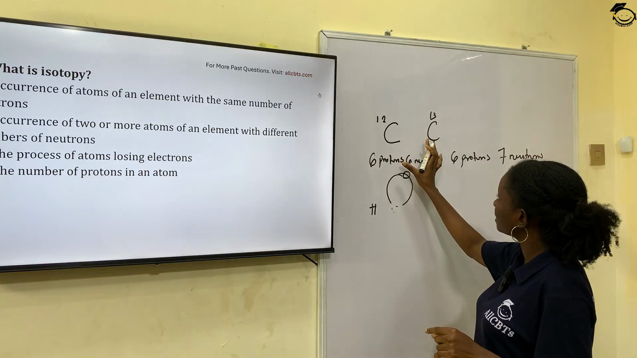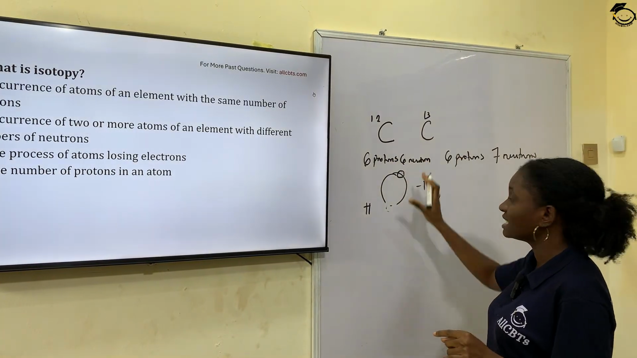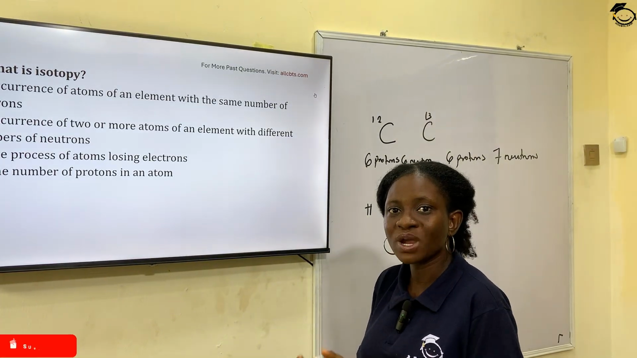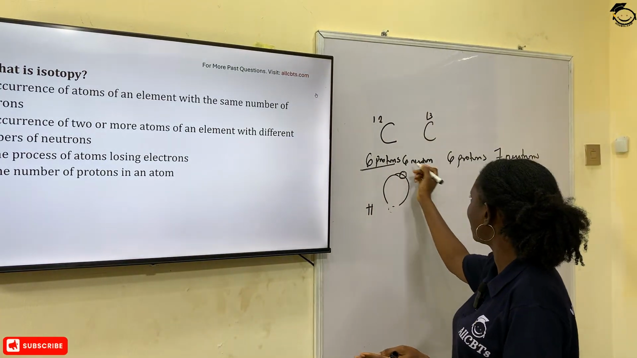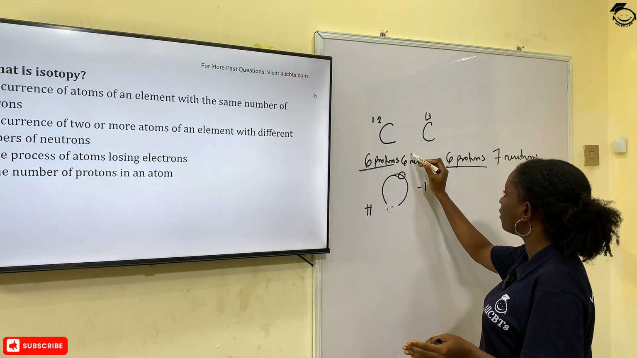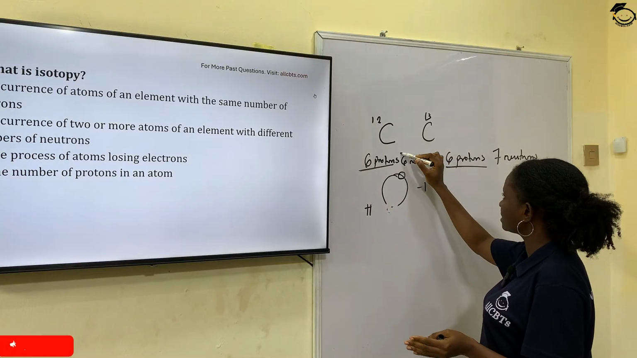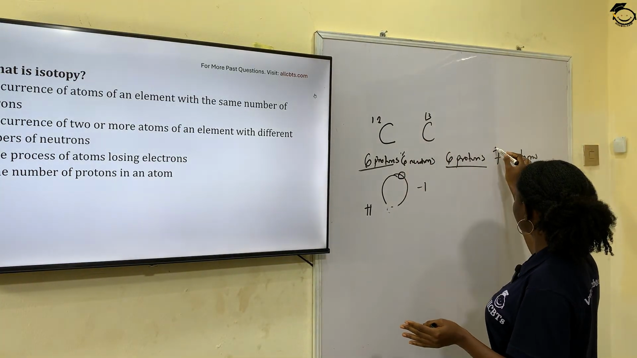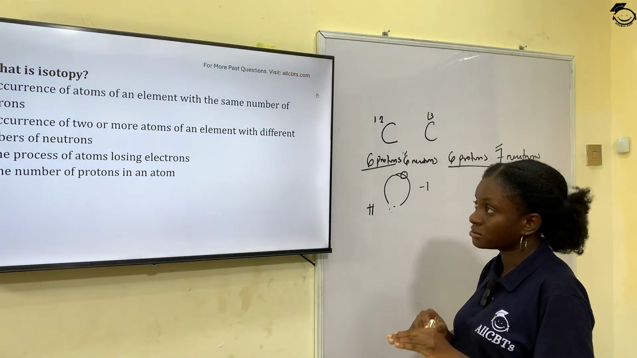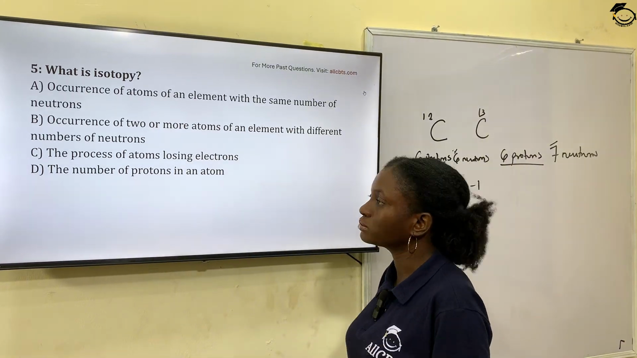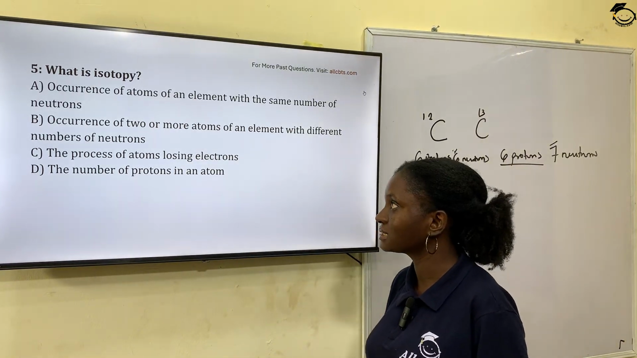So carbon 12 and 13, they are the same atom of an element with the same number of protons, 6, but different numbers of neutrons, as it is written here. The first one has 6 and the second one has 7. So that is what is known as isotopy. Option B is the correct answer.